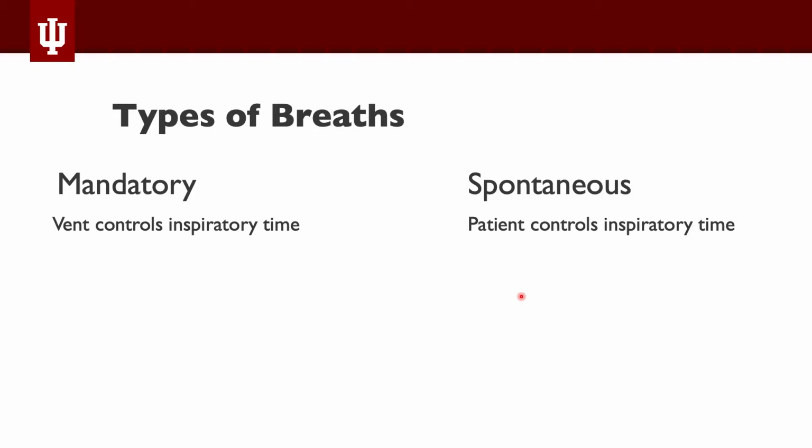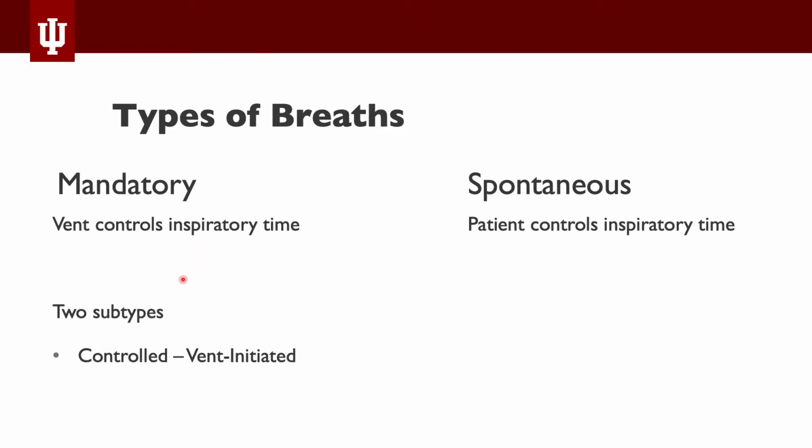Beyond the breath target, we can decide on the type of breath that we allow. There are two main flavors: mandatory and spontaneous, and these differ by how much control the patient has. In a mandatory breath, either the ventilator or the patient can initiate the breath, but the ventilator controls how long the breath is. Whereas in a spontaneous breath, the patient controls how long the breath is. So here the vent is controlling the inspiratory time, or the I time, and here the patient is controlling that.